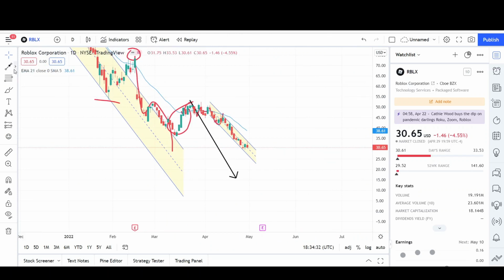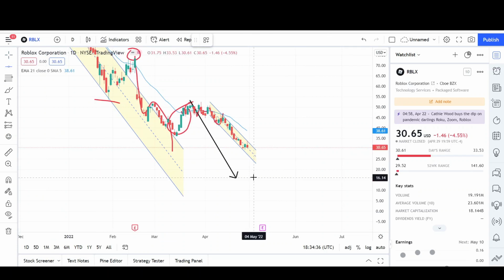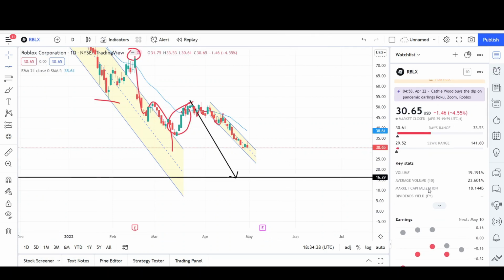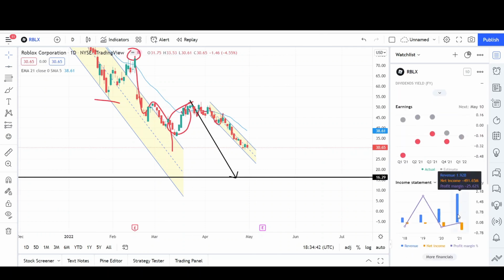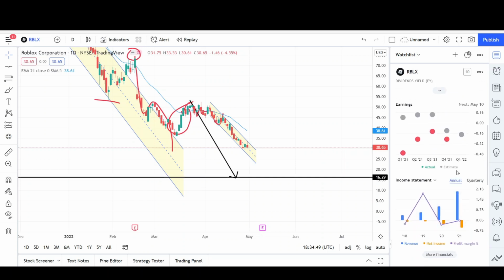Roblox is right at the $16 level. So I think that's definitely a viable target to be reached, just because I believe this company is still overvalued. You can see the market cap is 18 billion and their revenue is 2 billion, so that ratio is kind of large compared to a bunch of other companies which have maybe a 3 to 4 ratio as of right now.